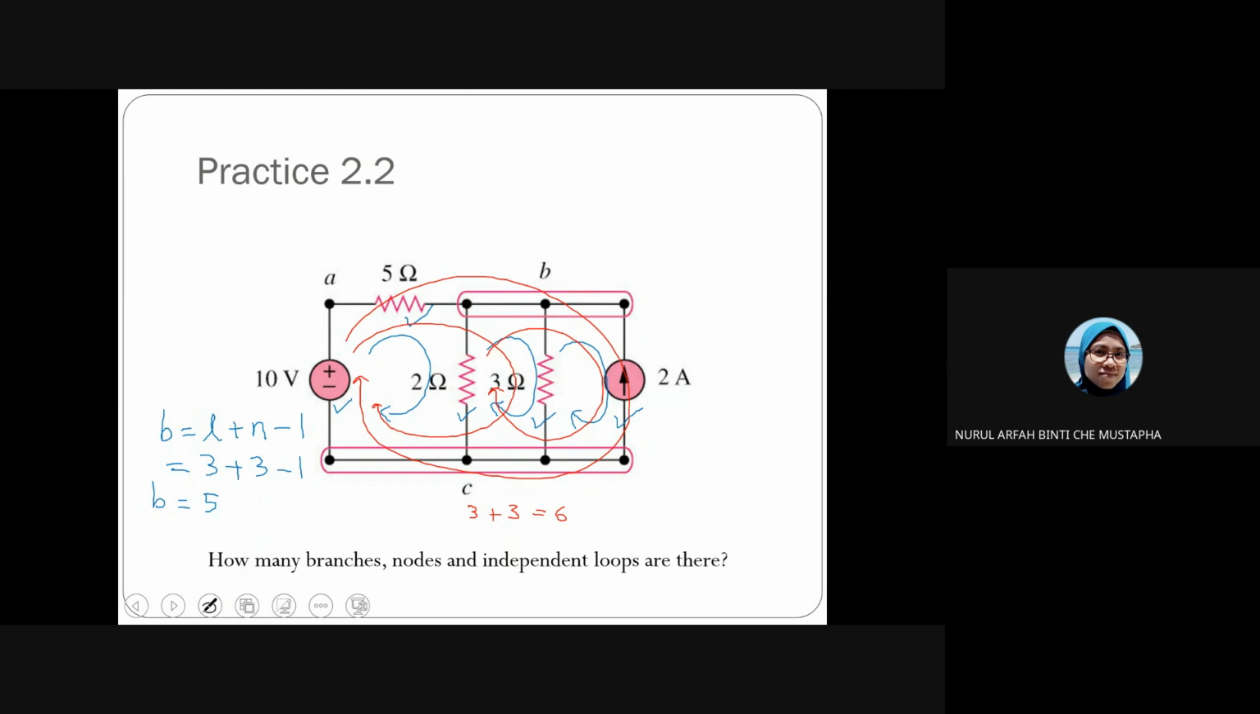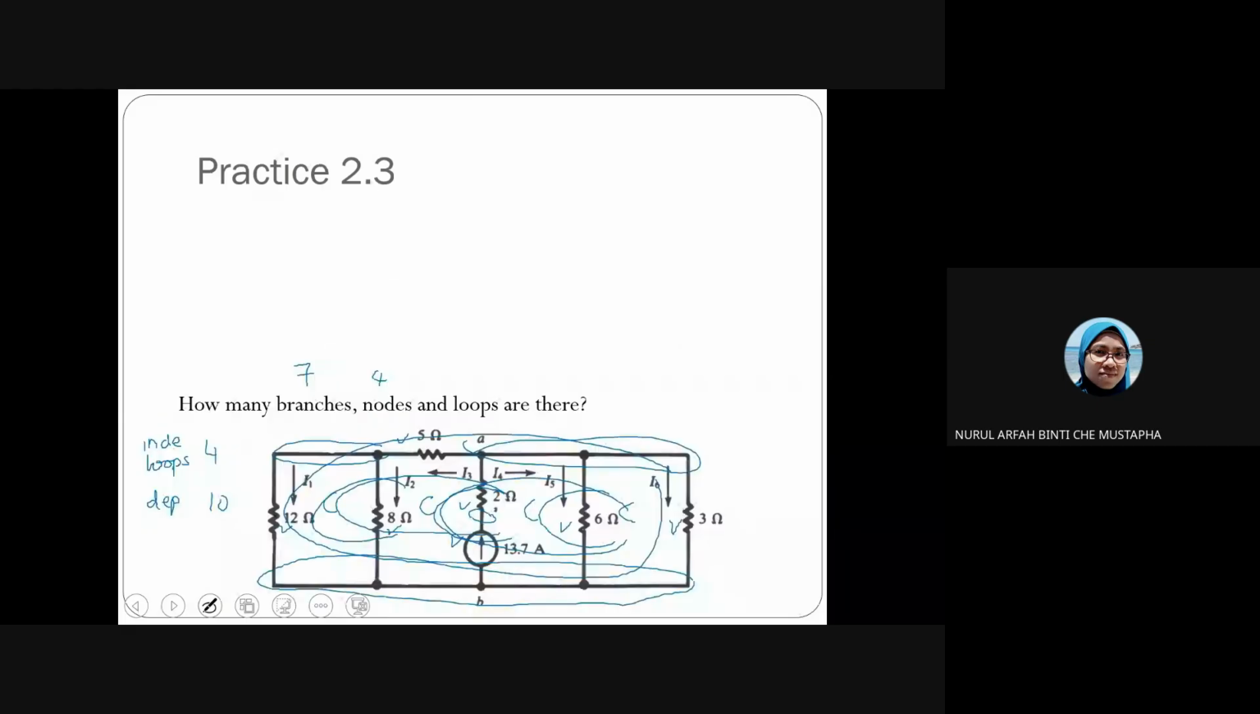Okay, this is for the chapter 2 question. All right. So how many branches do we have? Okay, so 1, 2, 3, 4, 5, 6, 7. That's 7. And then what about nodes? Can you see that 4 nodes?